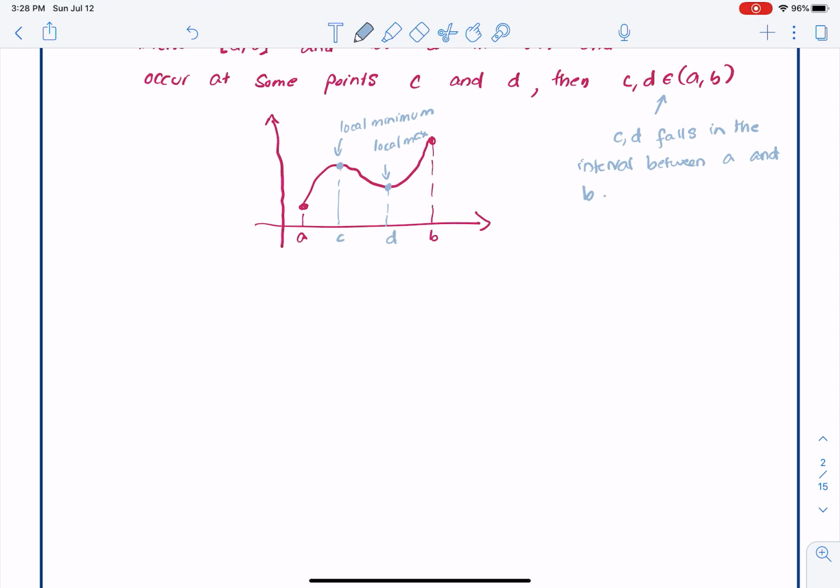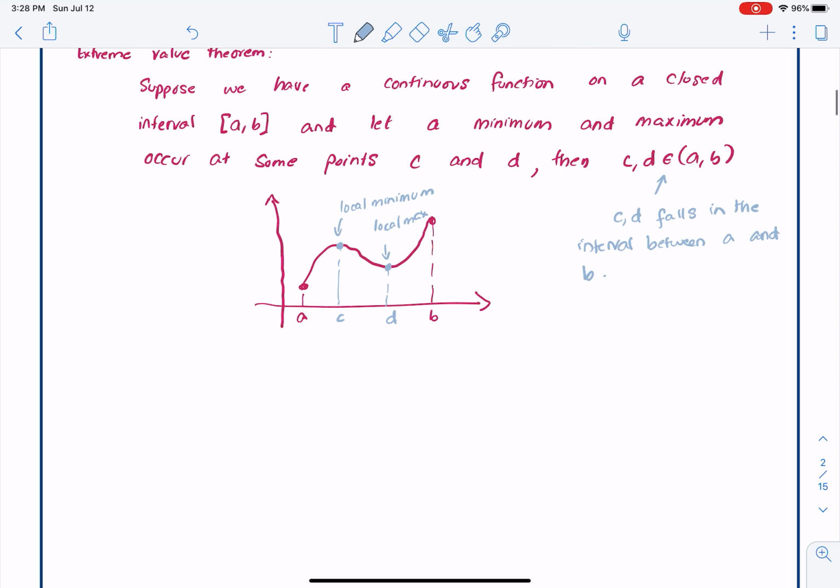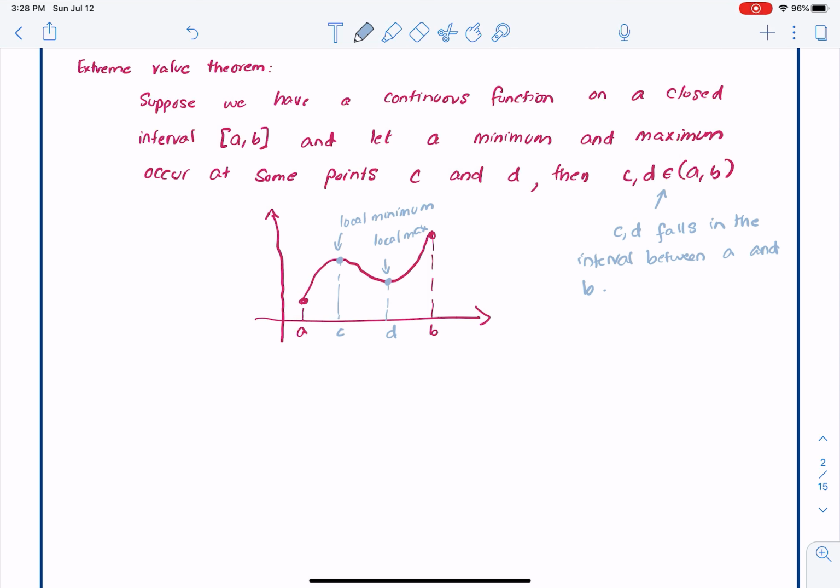And you've got to keep in mind that we cannot include the endpoints. Which is why I changed the interval, which was closed right here, including A and B, to an open interval over there, indicating that I'm not including the endpoints A and B in looking at the extreme values.